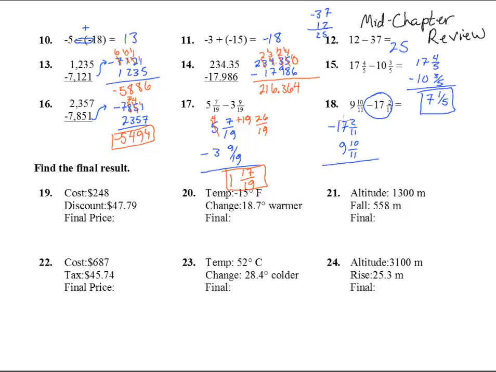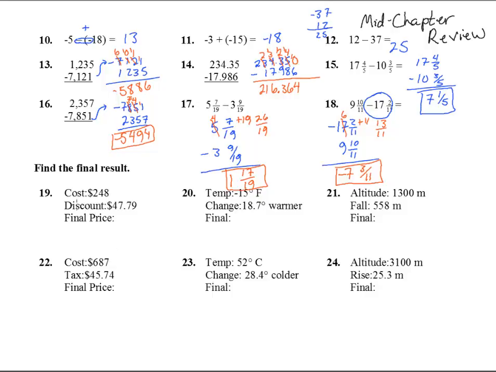2 minus 10, we can't do that. So we're going to borrow, and we get 11 of them. Notice we can't just put a 1 in front of that 2, because we don't add 10 to it. We're talking about 11ths now. So we have 13/11 minus 10/11. That is 3/11. And 16 minus 9 is 7. The stronger one wins. So negative 7 and 3/11.